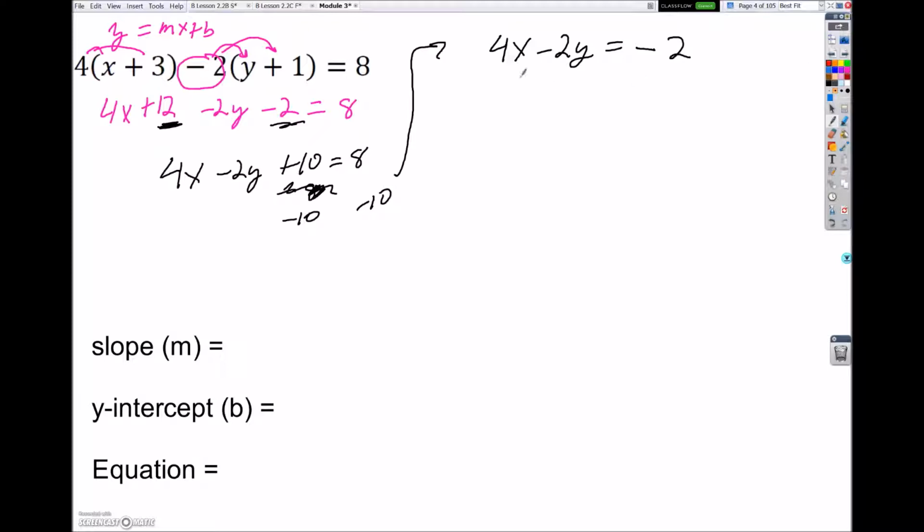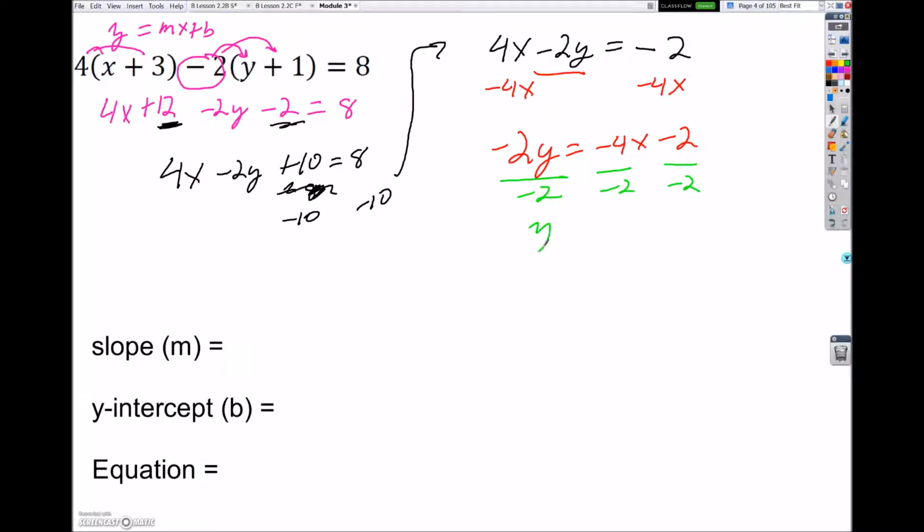Now I'm getting closer, but what I need to do is get this -2y all by itself. So I'm going to subtract 4x on both sides. And I'm going to have -2y is equal to -4x minus 2. Now the last step, what I'm going to need to do is divide each and every term by -2.